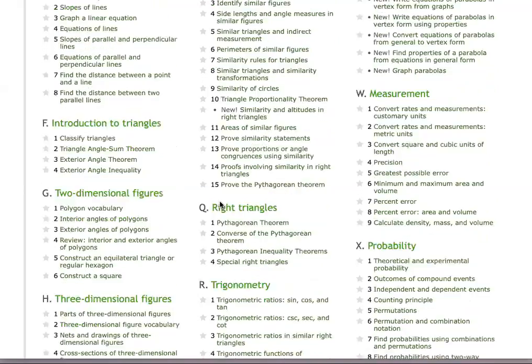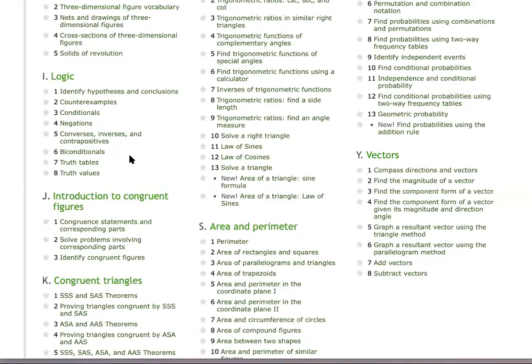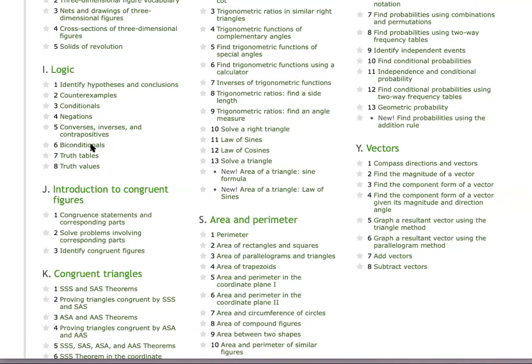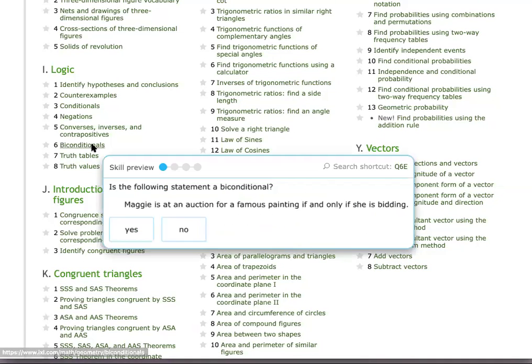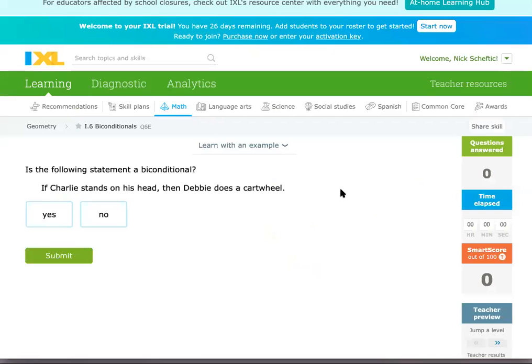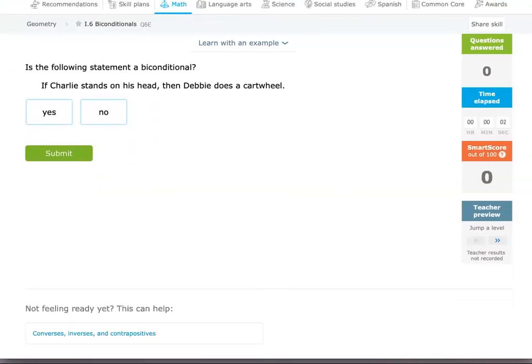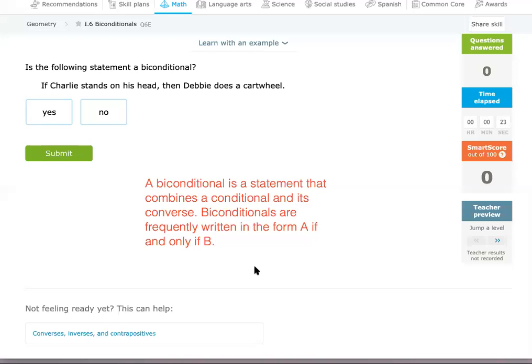Next section we're looking at is going to be down to I, biconditionals and truth values. It's going to be I6 and 8. So I6, we're going to start out here, biconditionals, and then let me pause and put a definition here. Okay. Biconditional is a statement that combines a conditional and its converse.